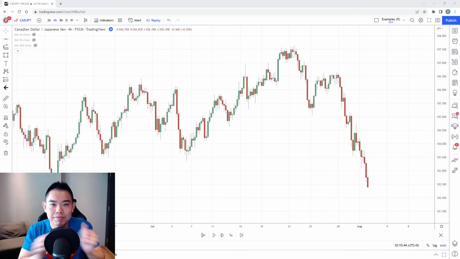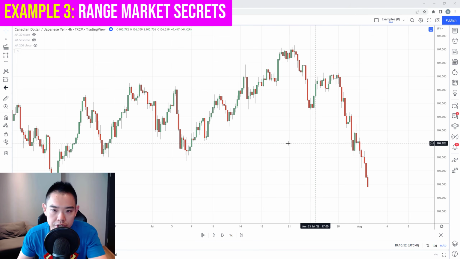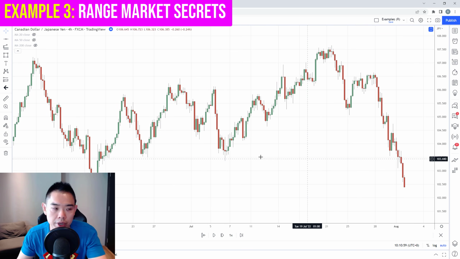Okay, pay attention. If you recall, earlier I said, what about range markets? Is support stronger or resistance stronger? I want to tackle that in this section. If you look at this chart over here, this is the chart of Canadian against the Japanese yen, the 4-hour time frame. You can see that this market is pretty much in a range. So the question is, Rayner, is support stronger or resistance stronger in this example?